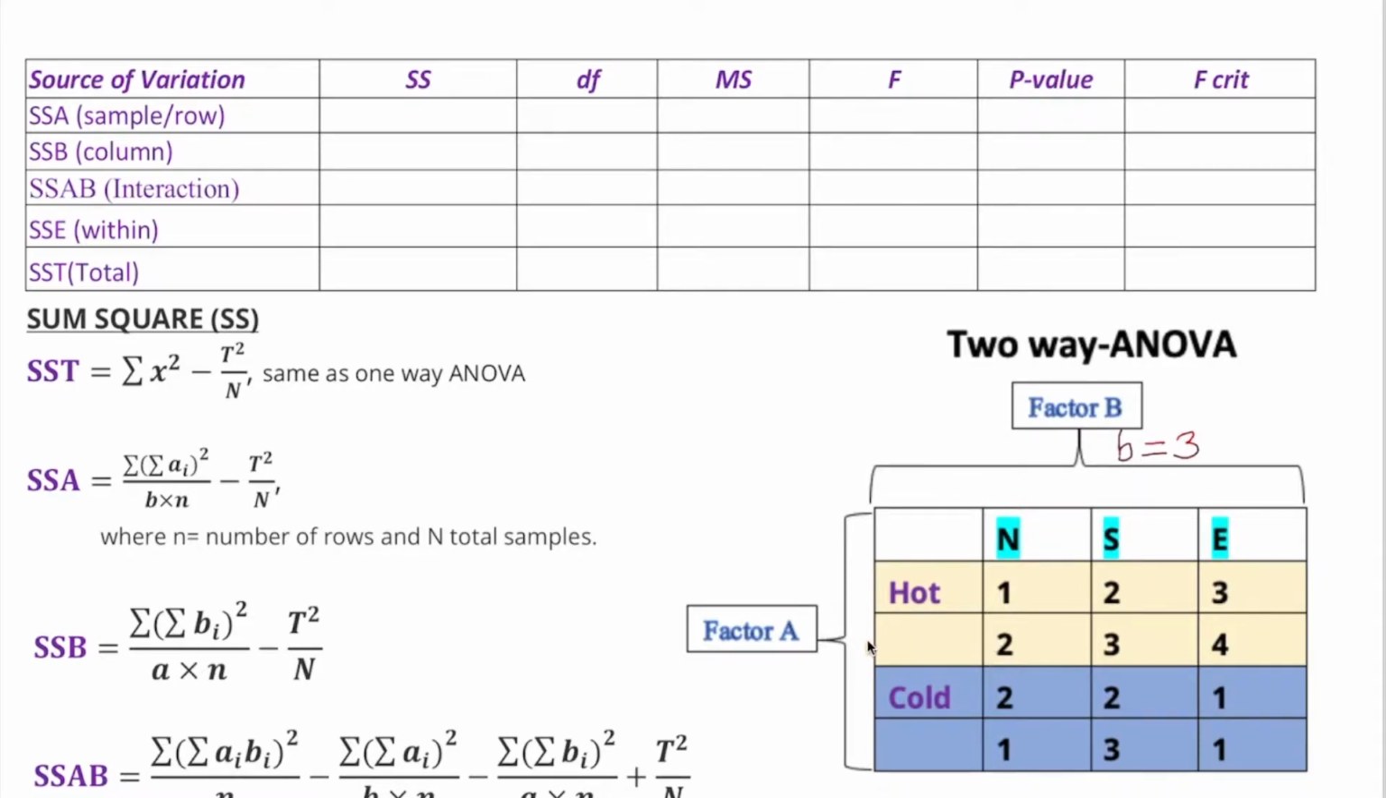Also on the left side, this is my category. Remember, we need 3 or more to run ANOVA. And up here, factor A has 2 levels, hot and cold. So I can label A as 2. Again, hot and cold, so that's 2.